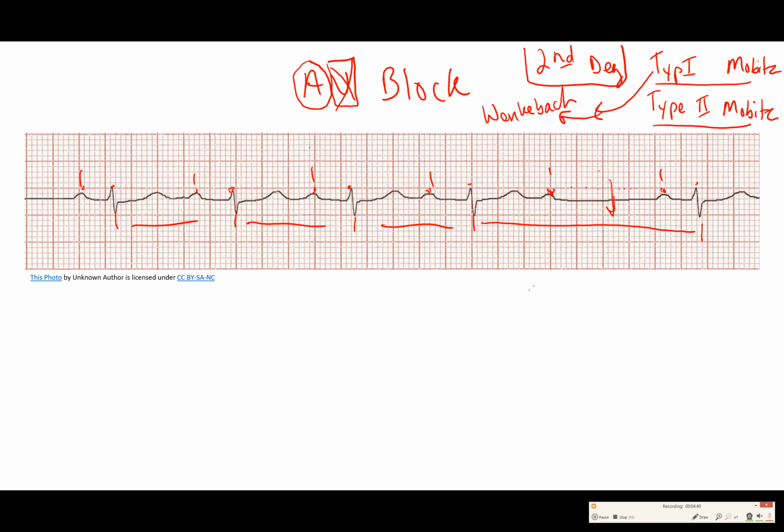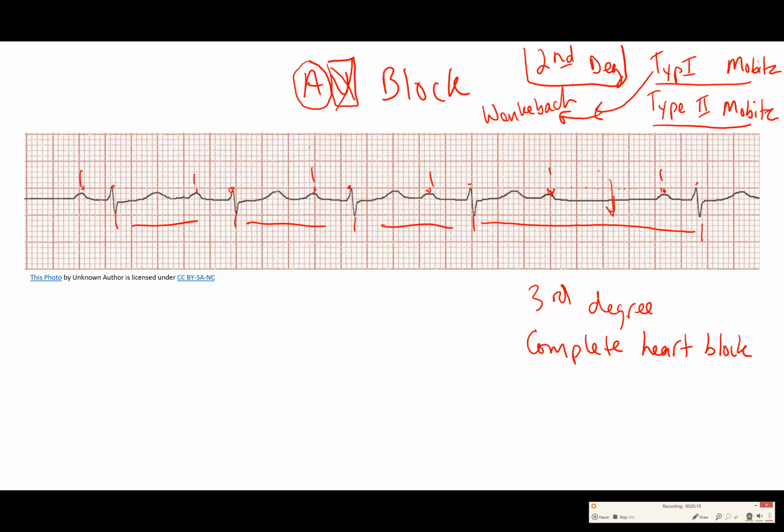There is then third degree block, which we call complete heart block. This is the most dangerous because it means the atria and the ventricular electricity are not communicating with each other. So none of the electrical impulse from the atria is reaching the ventricles. So the atria are depolarizing and contracting separately from the ventricles, who eventually find their own timing, which tends to be slower than the atria, and they have a separate depolarization. We'll see some examples of that here in a bit.